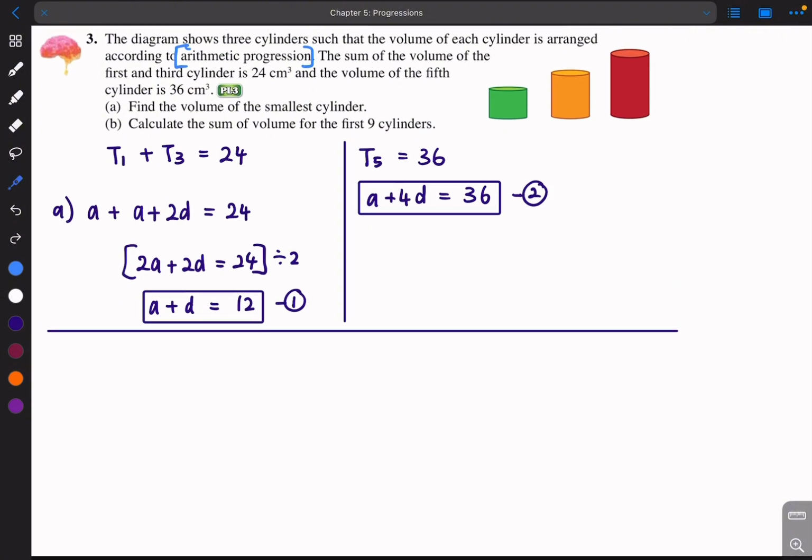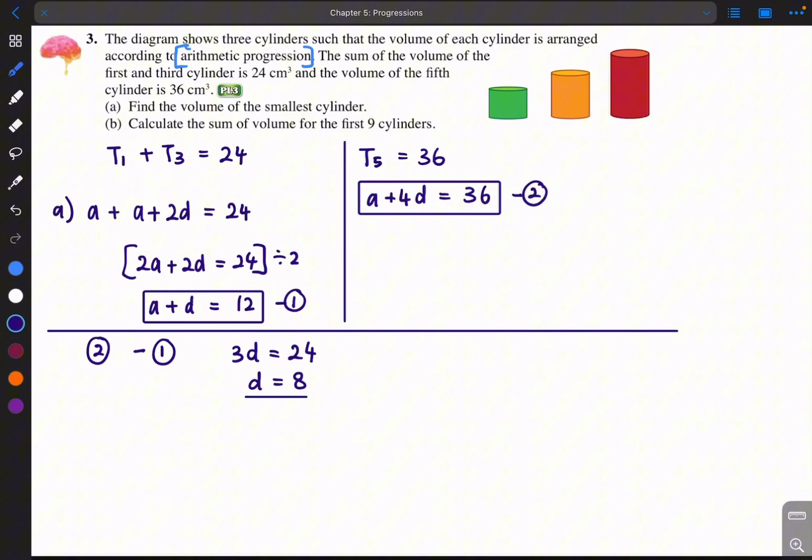Since we have a single a here and a single a here, we can eliminate them. So we can say equation 2 minus equation 1, this equation minus this. A minus a cancels off. 4d minus d will be 3d. 36 minus 12 will be 24. Therefore d is 8.